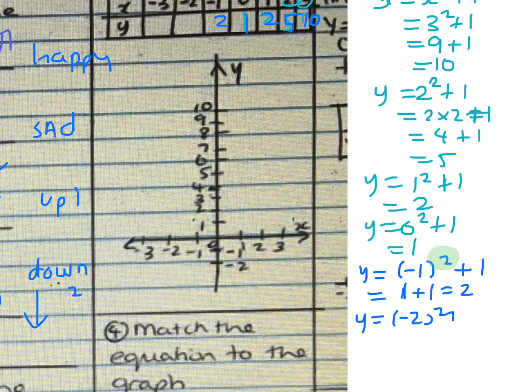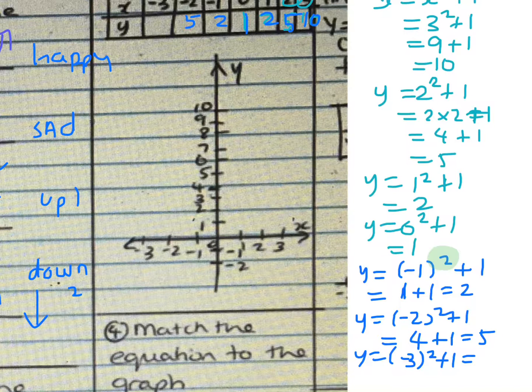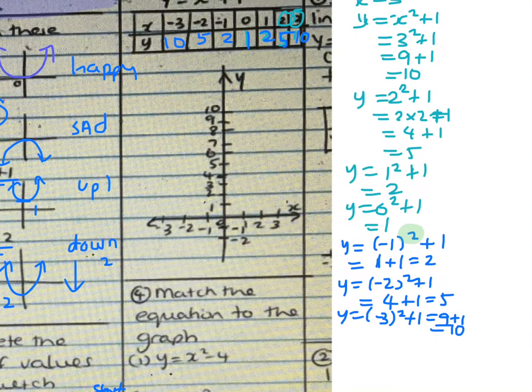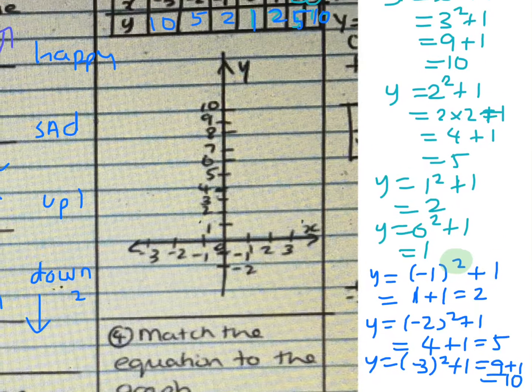Minus 2 squared plus 1, minus 2 squared is 4, plus 1, which will give you 5. Minus 3 squared plus 1, minus 3 squared is 9, 9 plus 1, which gives you 10. So notice they are the same on either side.